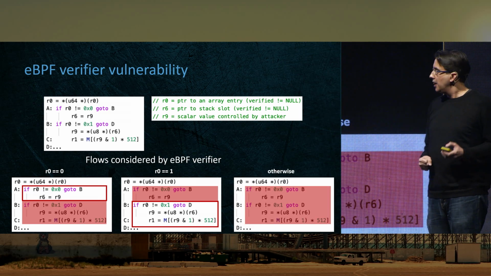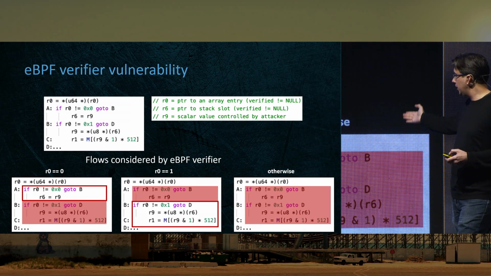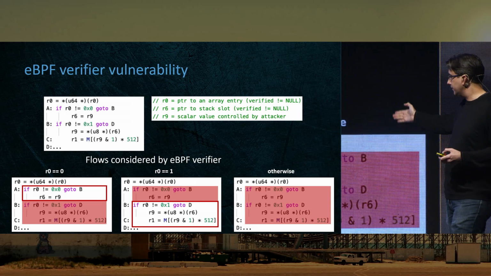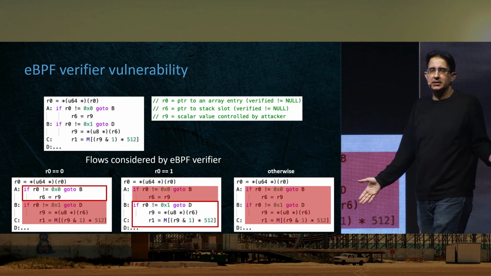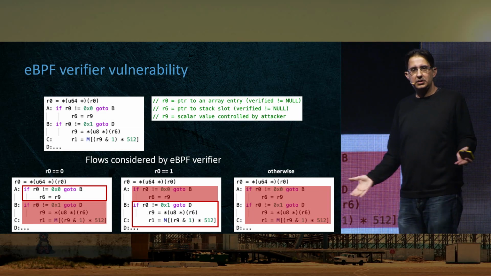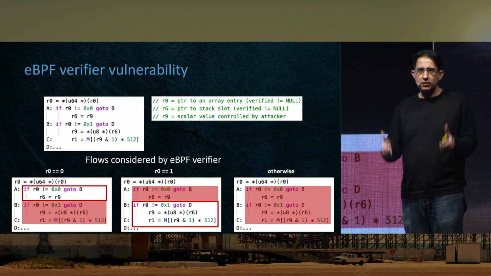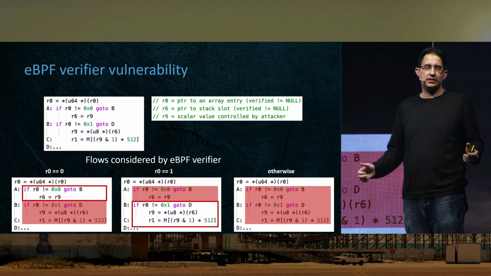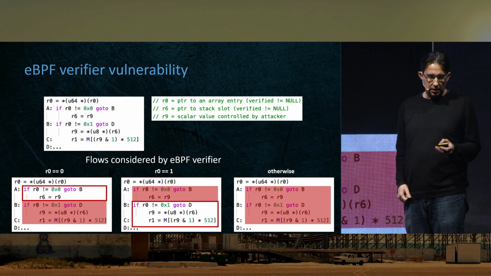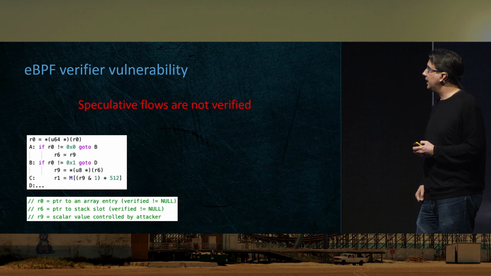And finally, there is an execution in which both of these conditions evaluate to true, so the program basically does nothing, and of course this is safe. Overall, the eBPF verifier checked all the flows, and it concludes that this is a safe program to execute. But what's the issue? What's the vulnerability?